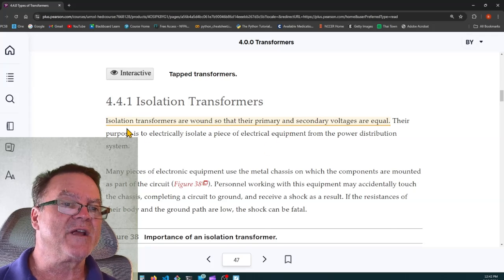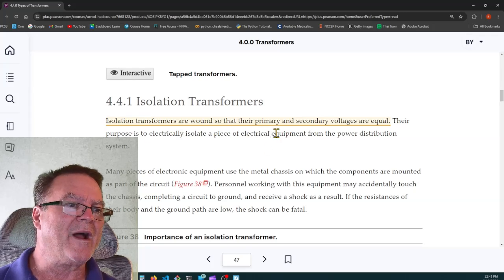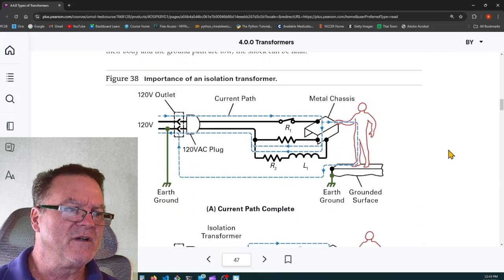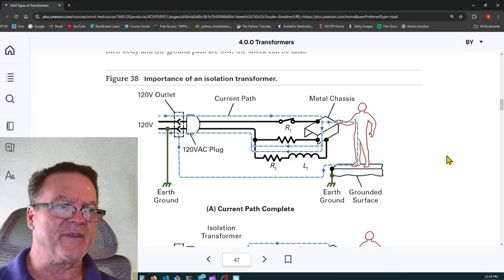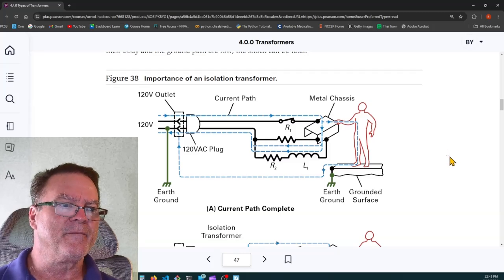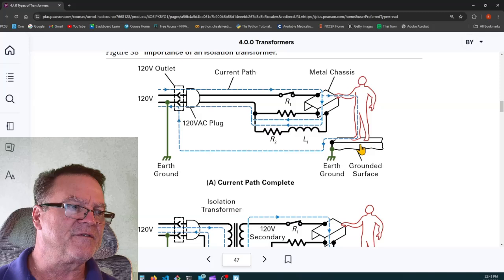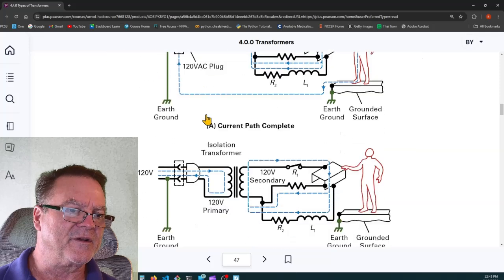4.4.1 isolation transformers. Isolation transformers are wound so that the primary and secondary voltages are equal. So the primary and secondary are equal. What's the sense in using it then? For isolation. Here's someone who's not using an isolation transformer and they're standing on a grounded surface and they're touching a metal chassis, so that if there's current bleeding off to that metal chassis, they're going to get hurt. They're going to feel it. It's going to go back to ground.